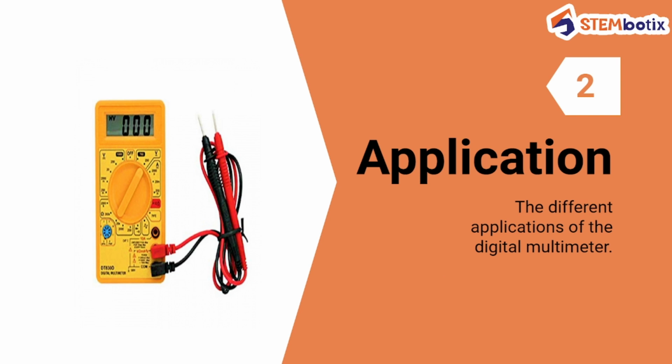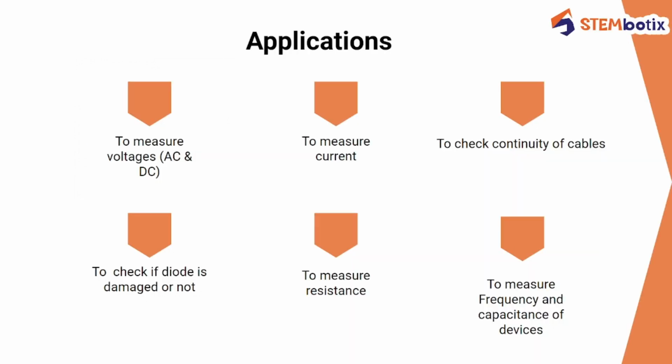So now moving forward with our second part, which is applications, the different applications of a digital multimeter. You can use digital multimeters to measure voltages, both AC and DC, to measure current, mainly DC current, to check continuity of cables, whether your cables are damaged or have any breakages in them, or are in good and proper working condition.